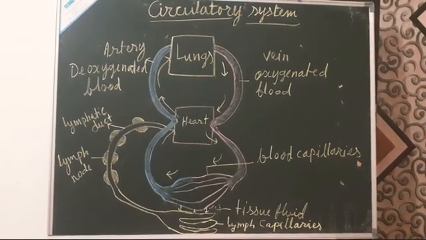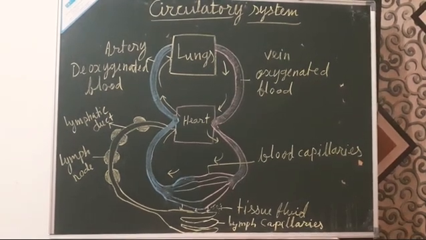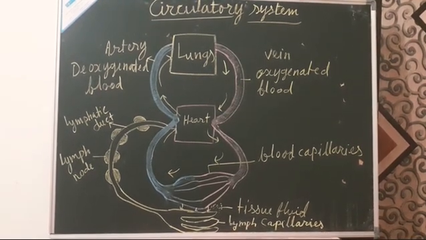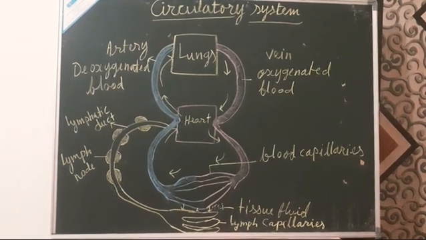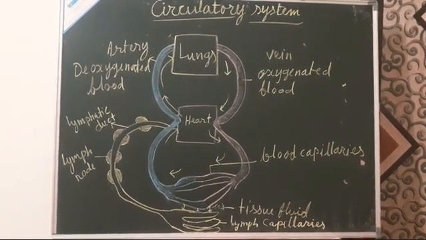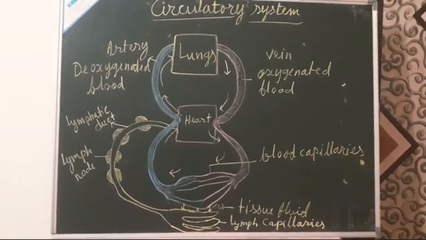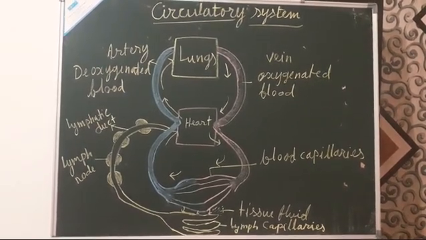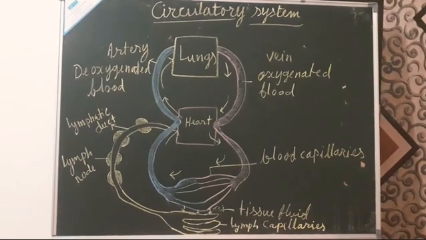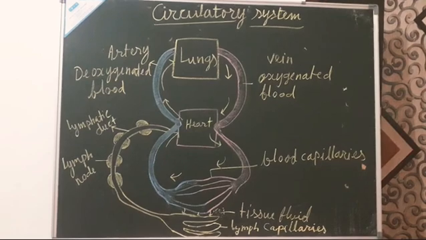Functions of blood. There are two important functions of the blood. First is transport and second is protection. We'll see the first one, that is transport. Transport by blood: digested food, oxygen, carbon dioxide, excretory substances, hormones, body heat, etc. These are transported by blood. We have already seen this in the beginning.